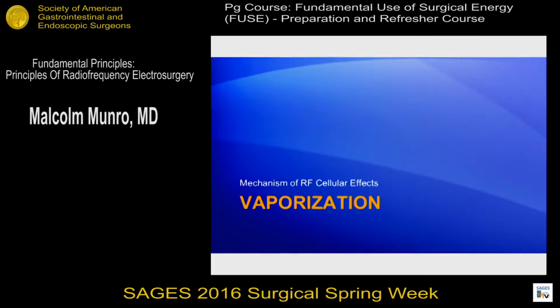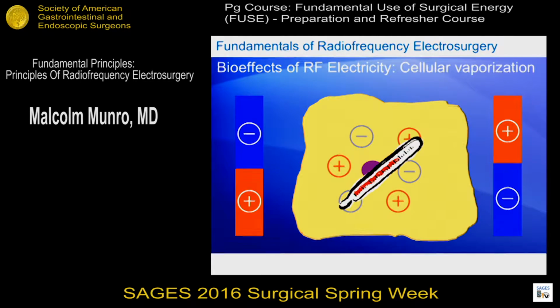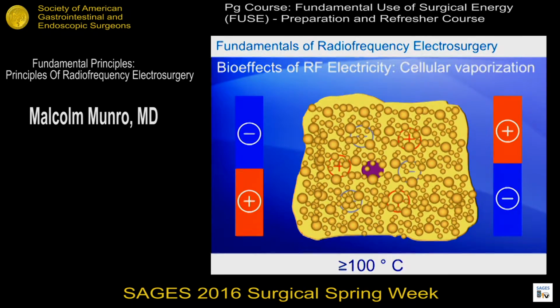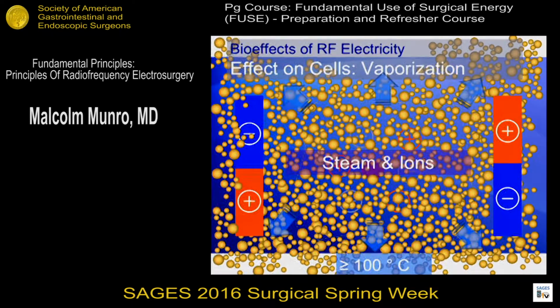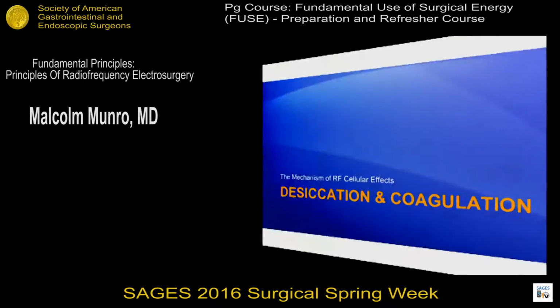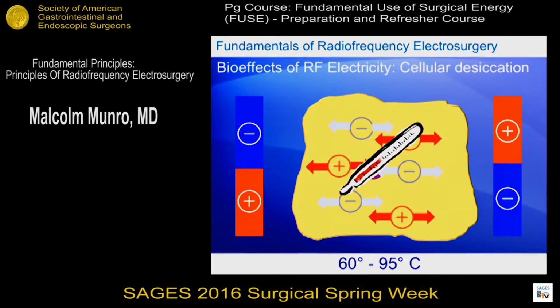Now, finally, I'm going to take you through how we use this to create these tissue effects. So we already talked about vaporization. If we quickly get our temperature to more than 100 degrees centigrade, we will get this conversion and vaporization. The cell will just explode. What about these two?